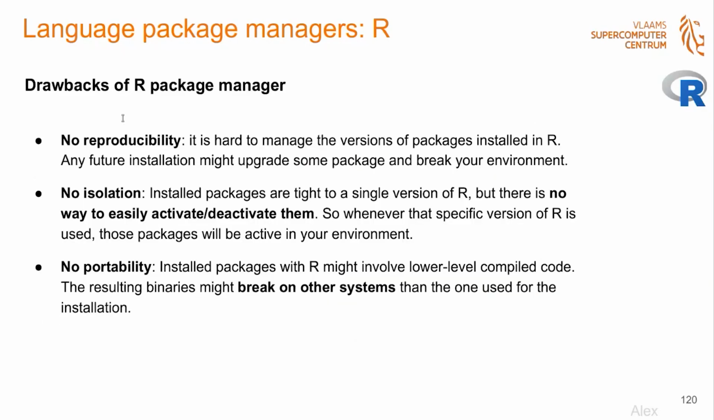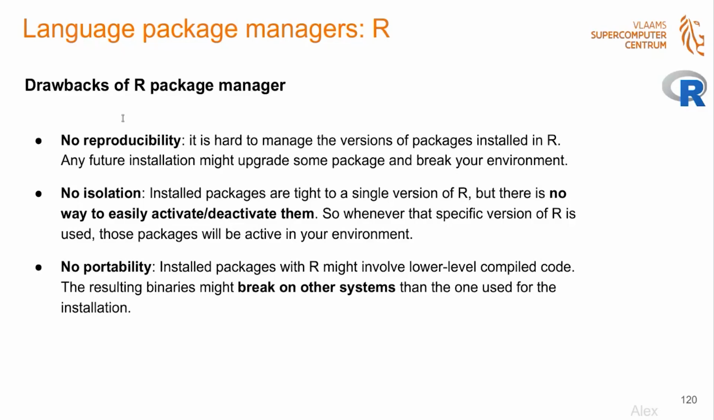So by default, installing packages with R has some downsides. As I mentioned, it's very hard to get some reproducibility out of it because you don't have a file where you can specify all the versions that you have and then just install those in a reproducible way. R by default will just take the last version all the time. There's also no isolation because, as I said, the library of R packages is just tied to the version of R that is active. So whenever you use that same version of R, your user library will get loaded, and libraries from there might be loaded. And you cannot just activate or deactivate those arbitrarily.